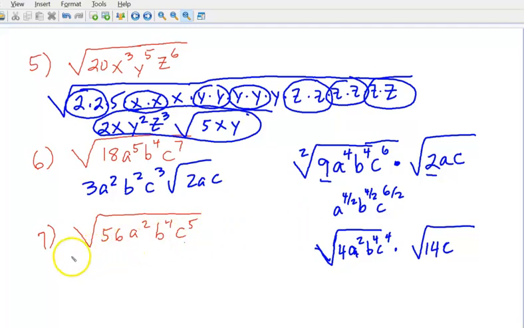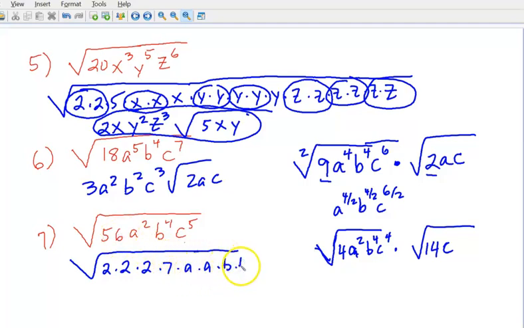So using prime factorization to make 8 times 7 is 56. So this would be 2 times 2 times 2 times 7. That's the 56. I got 2 A's, 4 B's, and 5 C's. Now we look for pairs. So I got a pair of 2's. So 2 comes out. 14 stays.